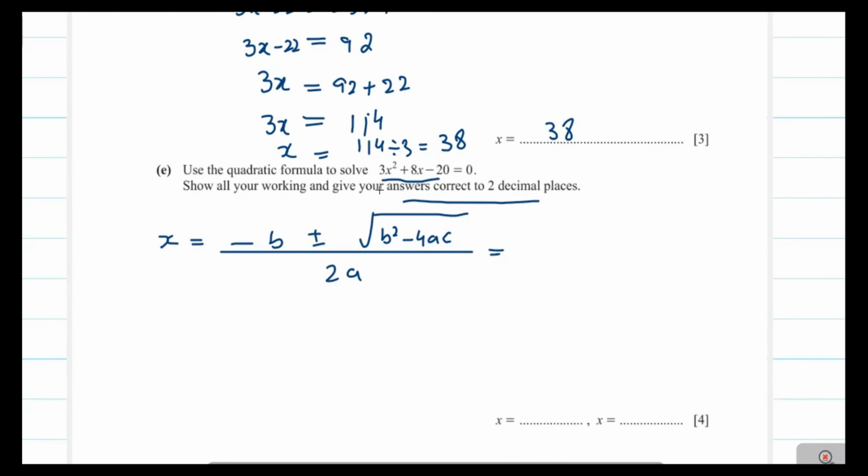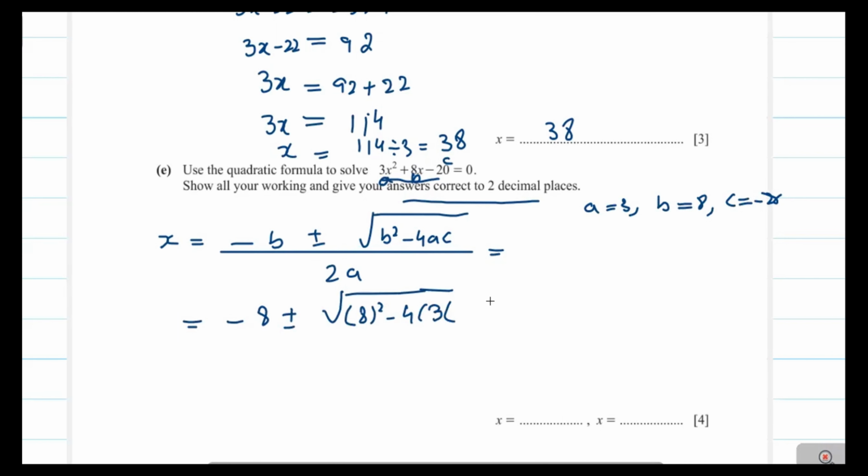Now here, you see a is 3, b is 8, and c is minus 20. This is c, this value is b, and this value is a. Now we write the values: minus 8 plus or minus the square root of 8 squared, minus 4 times a, which is 3, and c, which is minus 20, over 2 times a, which is 3.